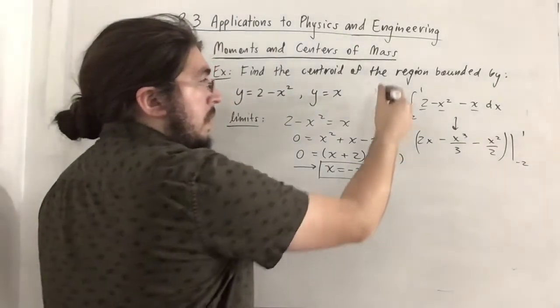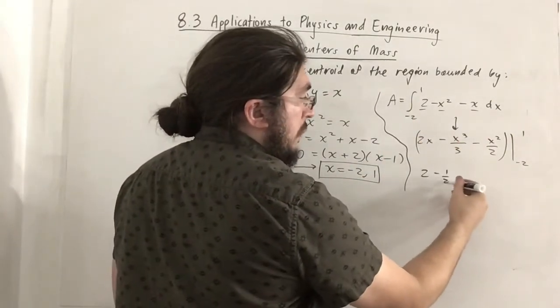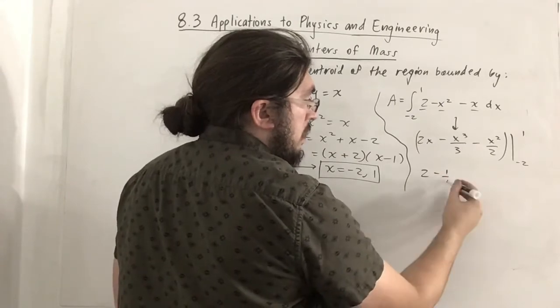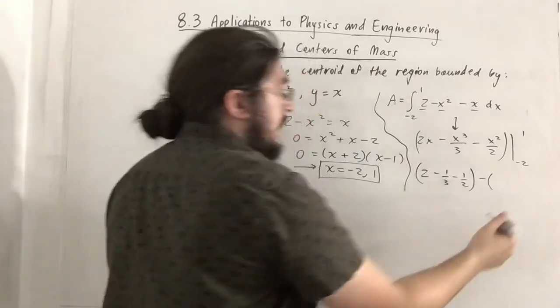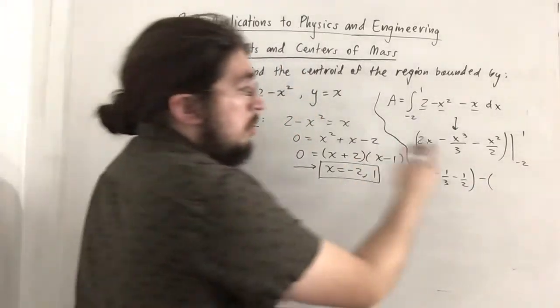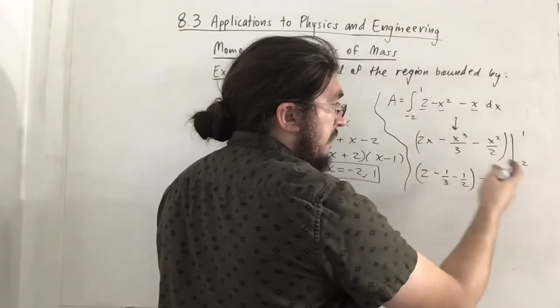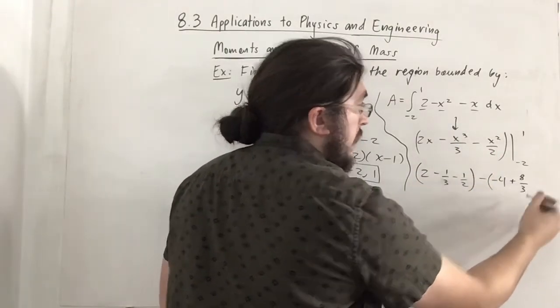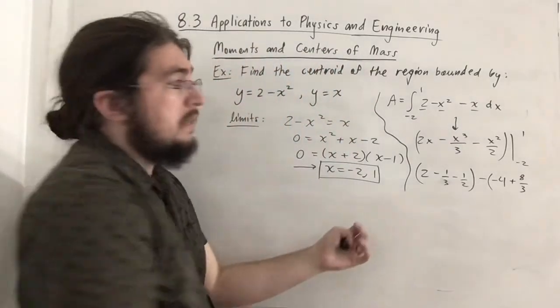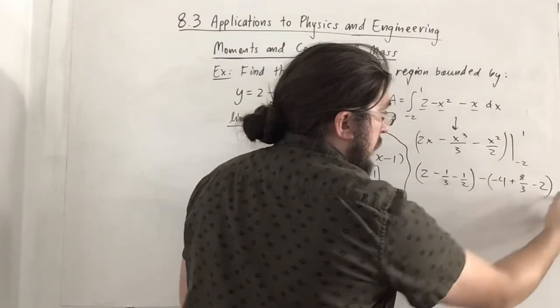When we plug in 1, we get 2 minus 1/3 minus 1/2 for the first evaluation, minus, when you plug in negative 2, 2 times negative 2, notice, is negative 4. Negative 2 cubed is negative 8, so minus negative 8 over 3, which is positive 8 over 3. Negative 2 squared is positive 4, so it's minus 4 over 2. 4 over 2 is just 2.